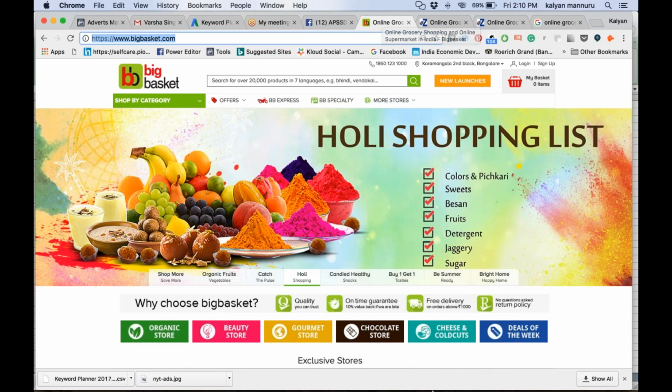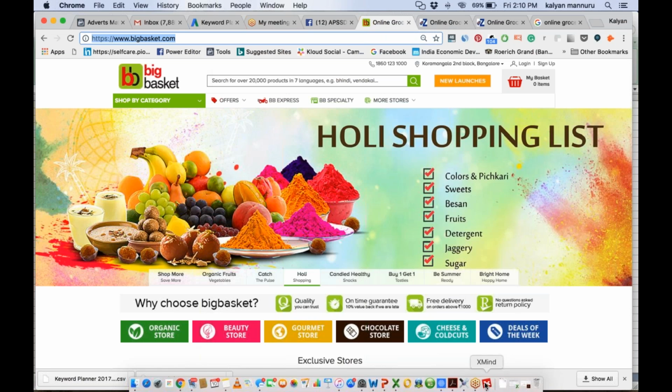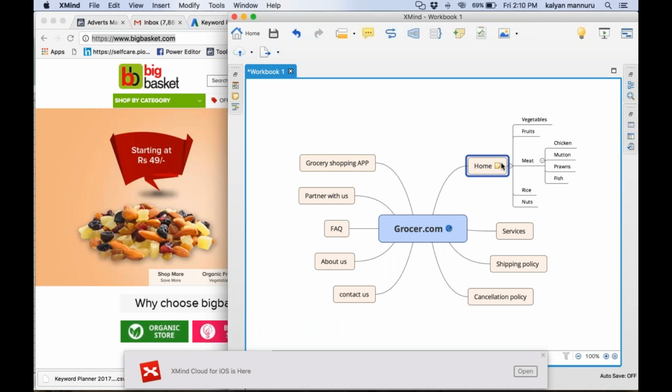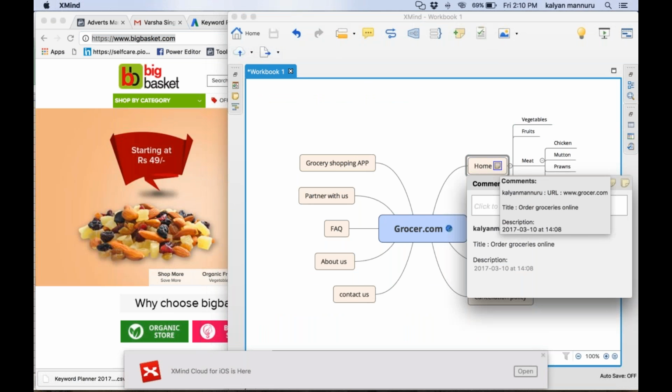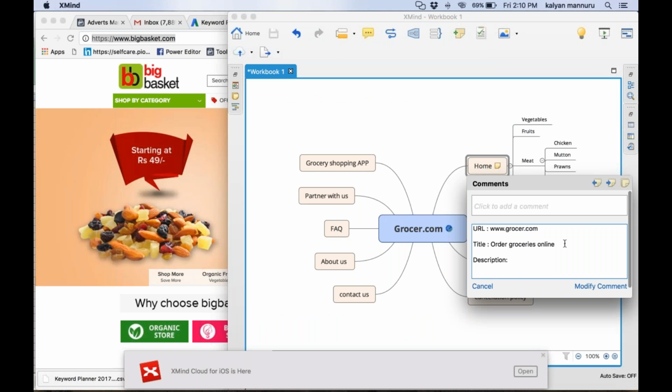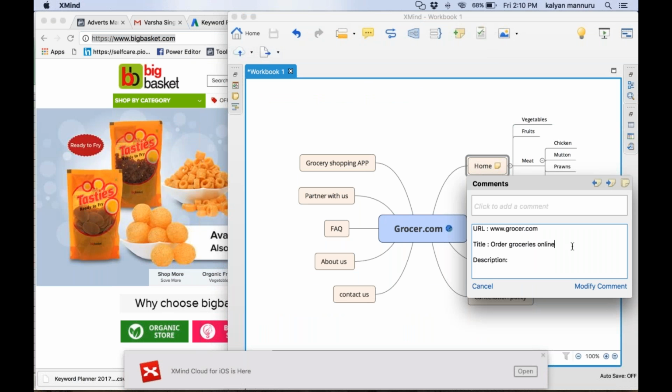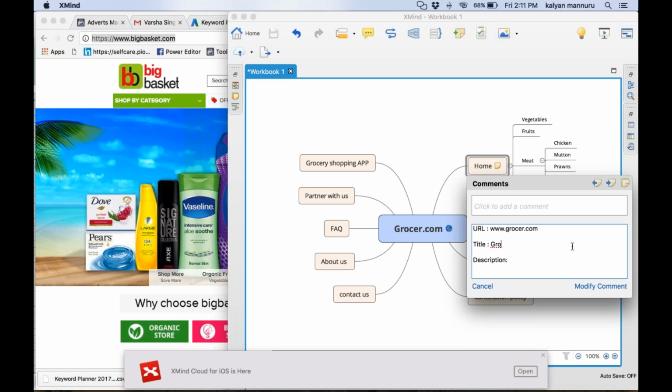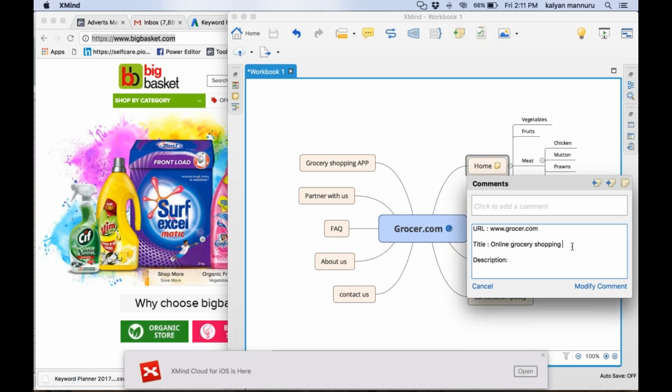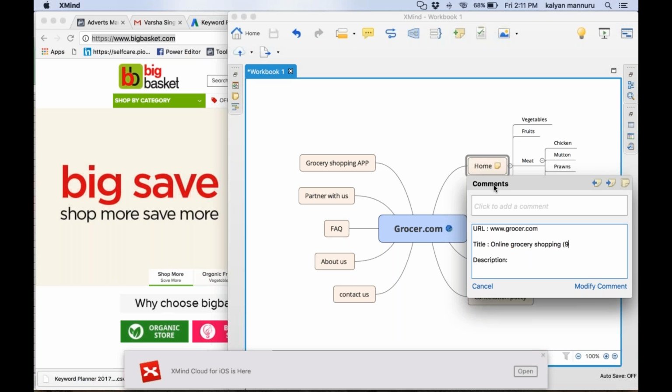So you can also follow your competitor, whatever they have used, you can also use it, but it is always good to go by your own perception and your own gut as an advertiser, right? So I'm trying to use the top keyword, online grocery shopping.